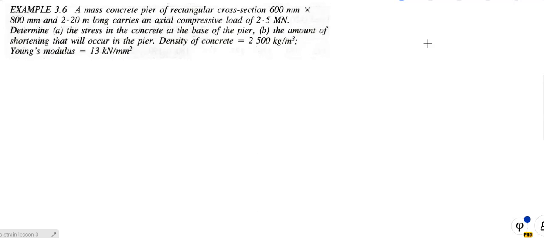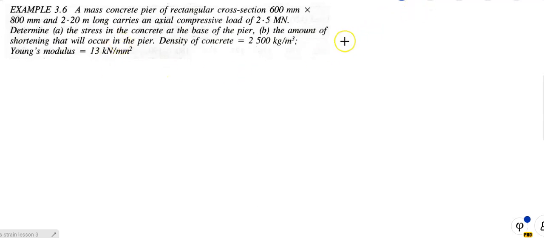A mass concrete pier of rectangular cross section, 600 by 800 and 2.2 meters high. Notice millimeters and meters, the units. Okay, we can't mix them up. It carries an axial compressive load of 2.5 times 10 to the power 6 newtons. Determine A, the stress in the concrete at the base of the pier, and the amount of shortening that will occur in the pier.